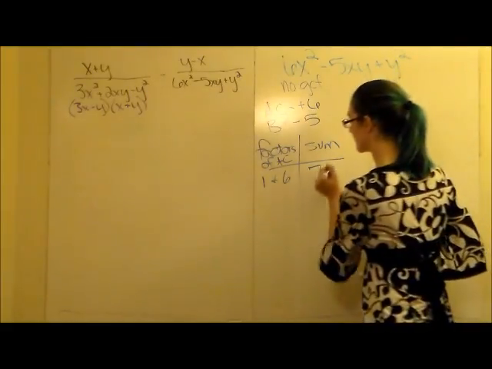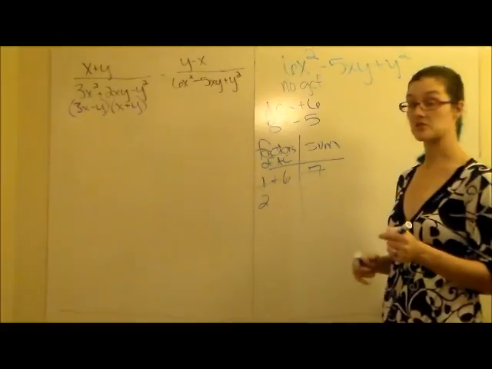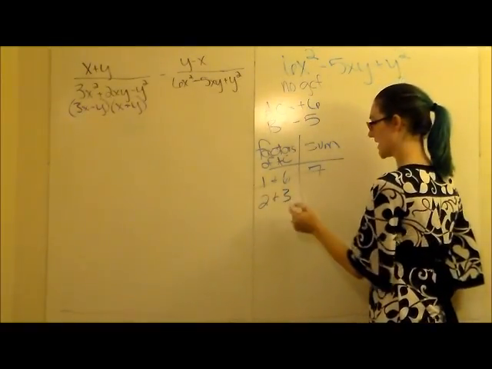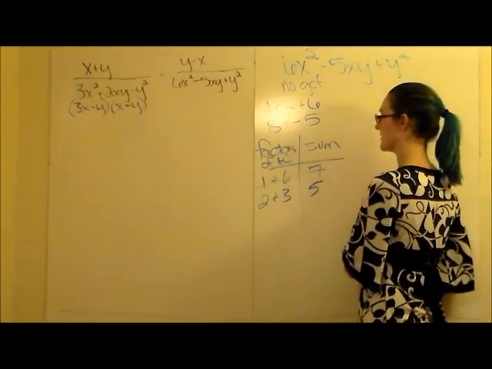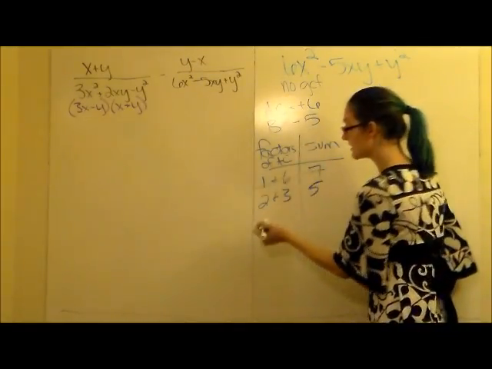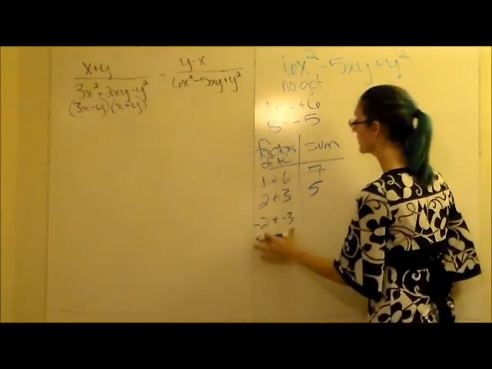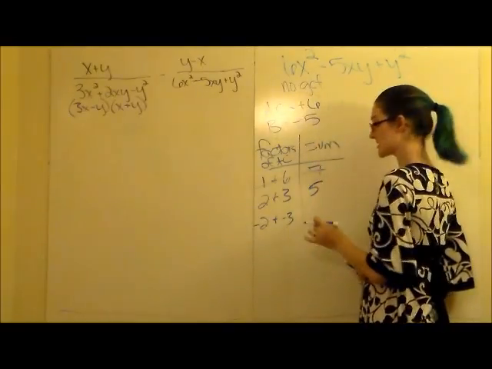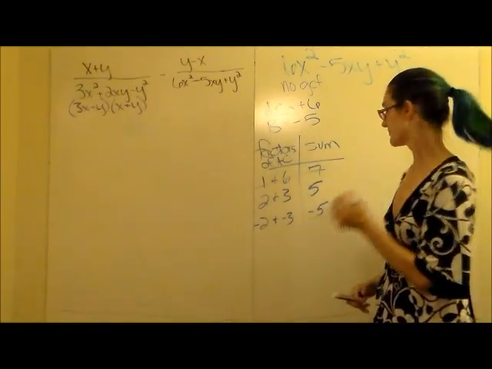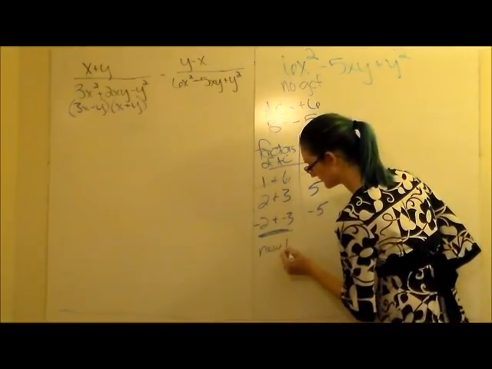Since 7 is not negative 5, I'm going to go on to 2. 2 is a factor of 6. 2 and what number? Give me 3. If I add 2 and 3 together, I get positive 5. That's very close. We just need a negative, so we're going to negate all of our numbers. So negative 2 and negative 3 still multiply to make the positive 6. They add to make a negative 5. So these numbers are going to be your new B.